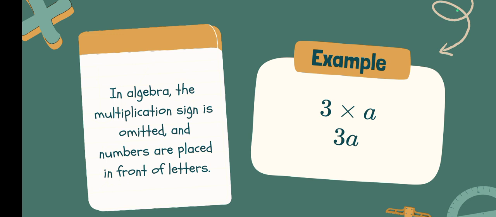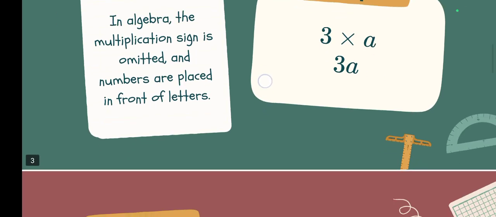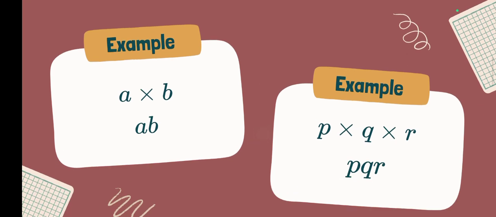So coming back to this video, two things you need to know: in algebra the multiplying sign is omitted. Omitted means we don't use the multiply sign, and the number is placed in front of a letter. If that is 3 into a, then we will write it as 3a and not a3. Fine. So now let's do some examples so that you can get clear on all the terms.